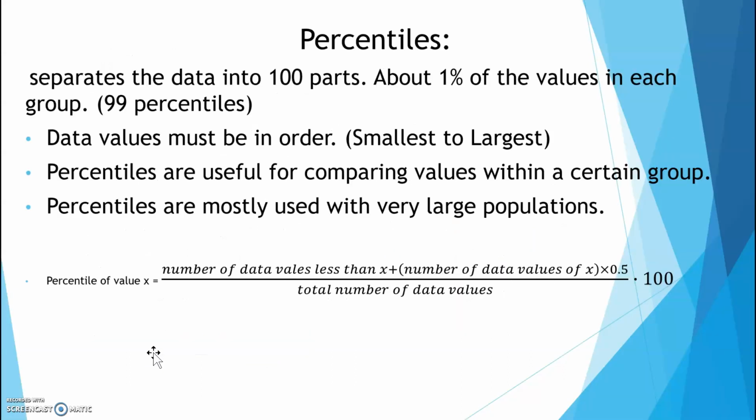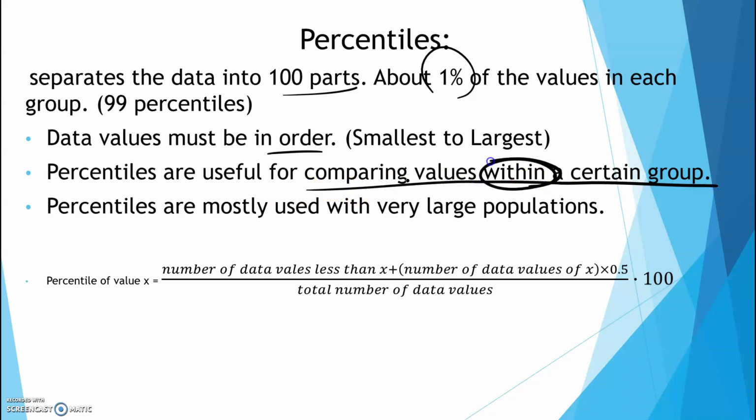Okay, percentiles. Percentiles are going to separate the data into 100 parts, and about 1% of the data is going to be in each of those parts, and we're going to have 99 percentiles. So notice we have 100 parts, 99 percentiles. With the quartiles, we had 4 parts, but 3 quartiles. So for this one, your data has still got to be in order from the smallest to the largest.